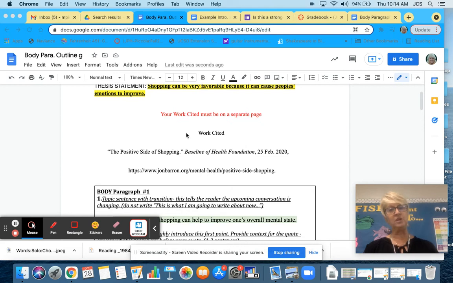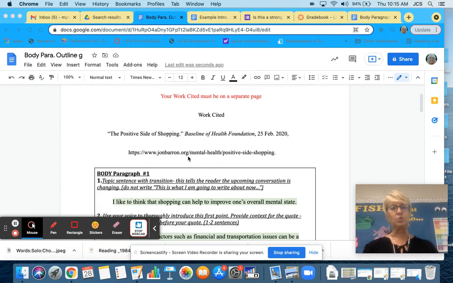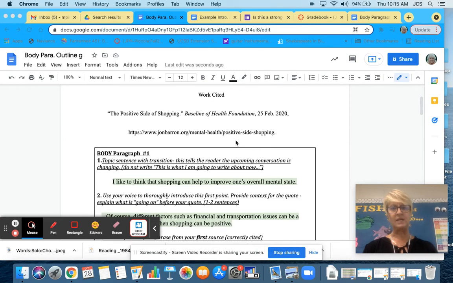I've also included in this small section my works cited entry. This is the actual website that I received and found proof from to support my thesis statement. So again, this should be on a separate piece of paper, but I wanted to show you what my works cited entry is because that's what you're going to be seeing in my in-text citation.